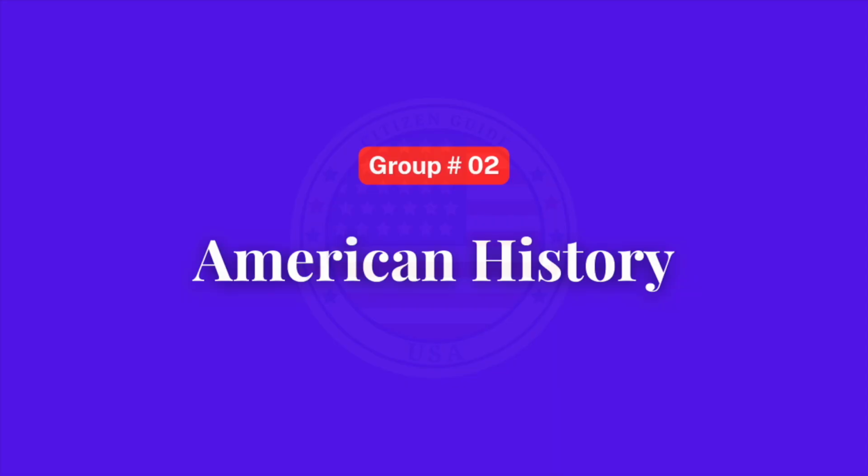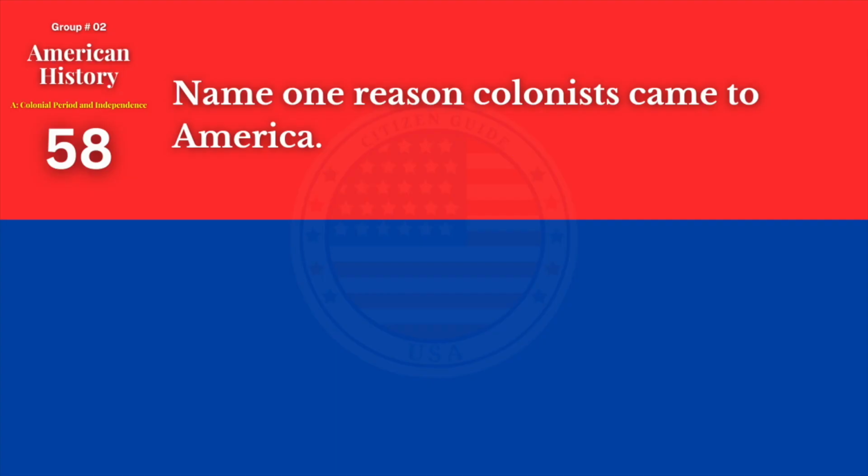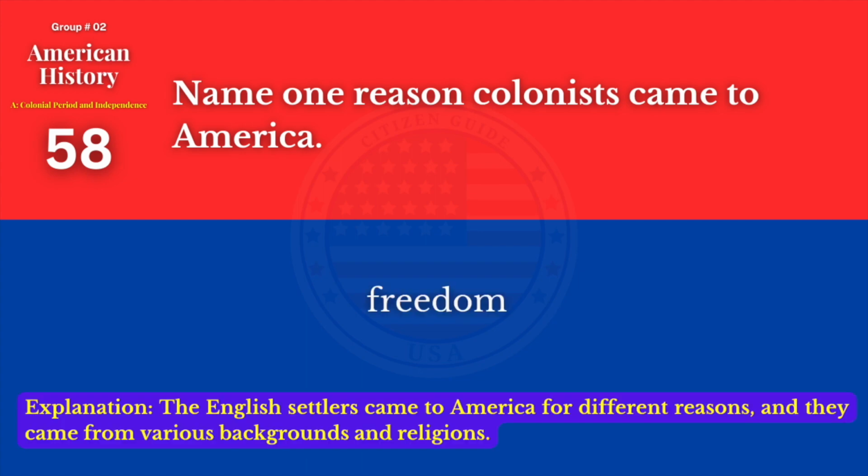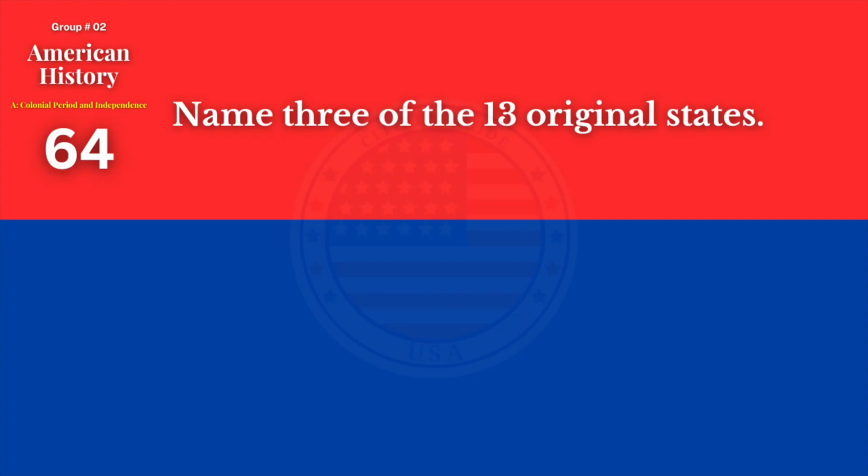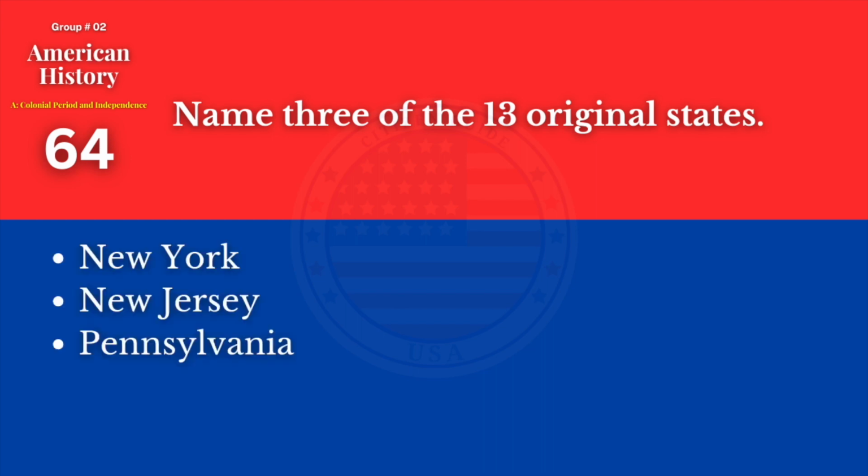Group 2. American History. Name 1 reason colonists came to America. Freedom. Name 3 of the 13 original states. New York, New Jersey, Pennsylvania.